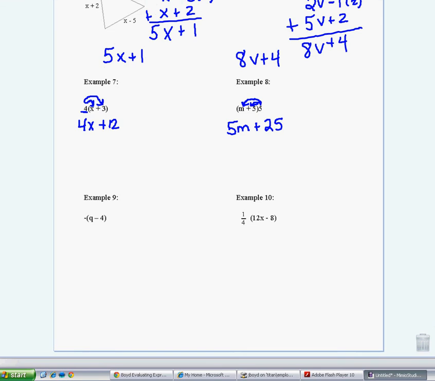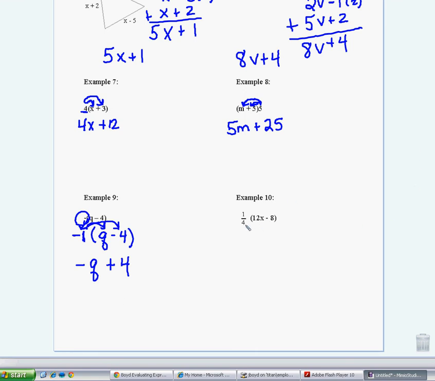Number 9. We have a negative sign out in front. A negative sign out in front is usually an indicator that it's going to be negative 1. And you can write that in if you want. Just know that that negative sign means it's a negative 1. So again, we're going to distribute that negative 1 through to everybody inside of the parentheses. So that's going to leave me with negative q. And I've got a negative times a negative, which makes it positive 4. Okay, make sure you watch that negative sign. That does mean a negative 1.